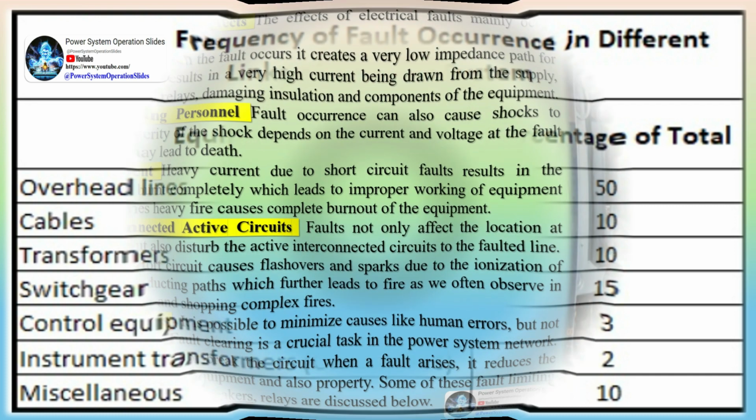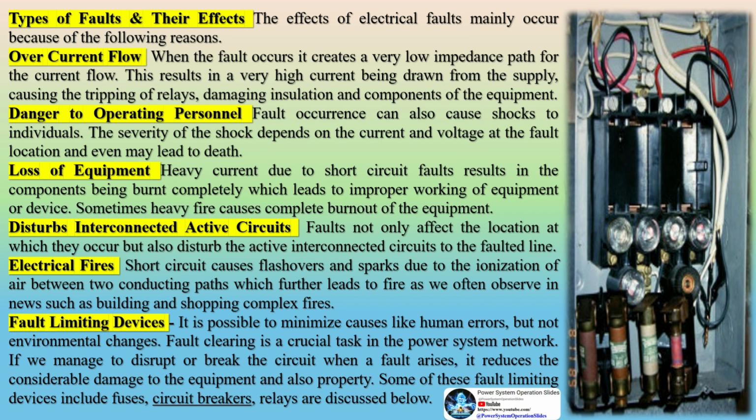Types of faults and their effects. The effects of electrical faults mainly occur because of the following reasons. Overcurrent flow. When the fault occurs, it creates a very low impedance path for the current flow. This results in a very high current being drawn from the supply, causing the tripping of relays, damaging insulation and components of the equipment. Danger to operating personnel.